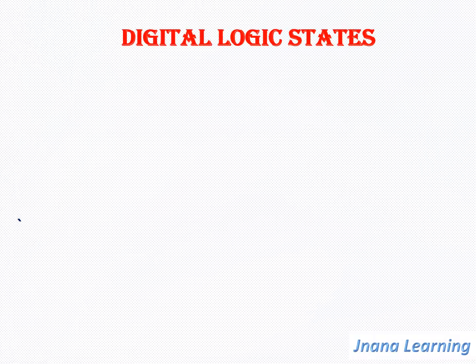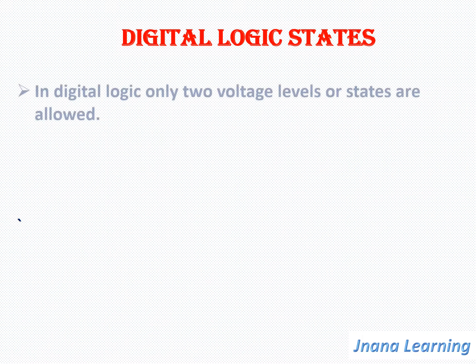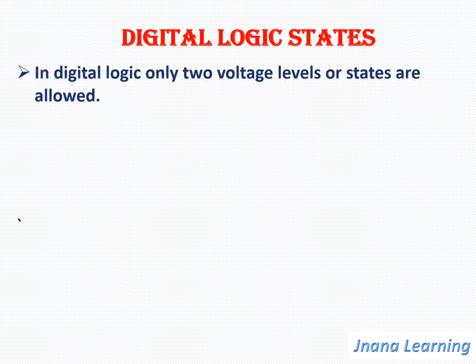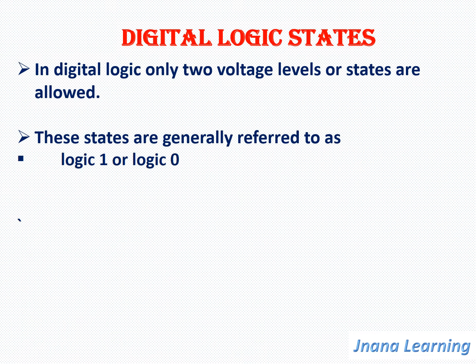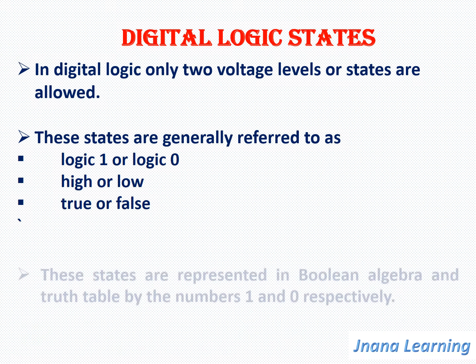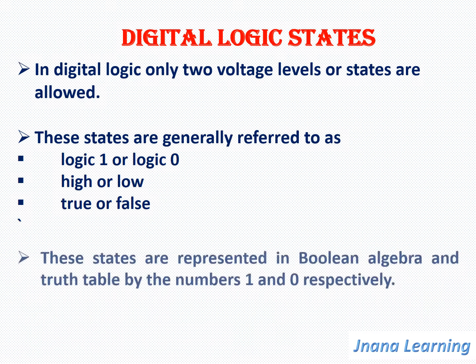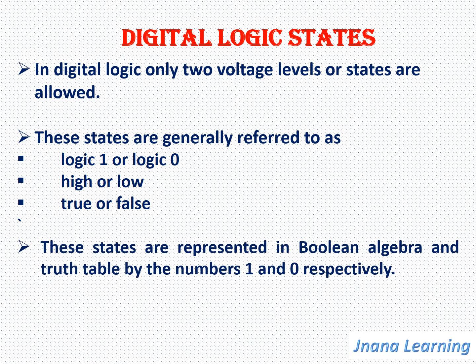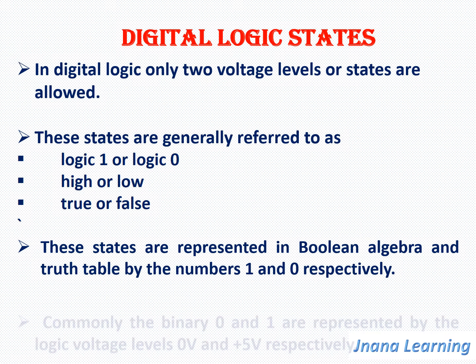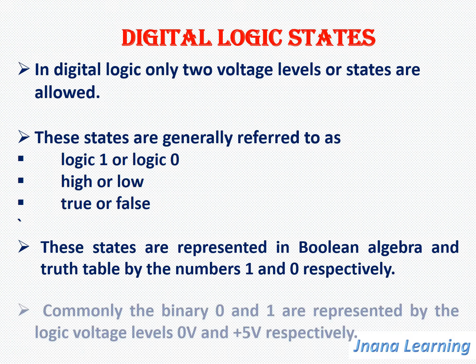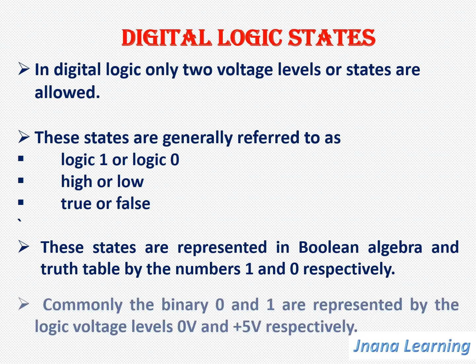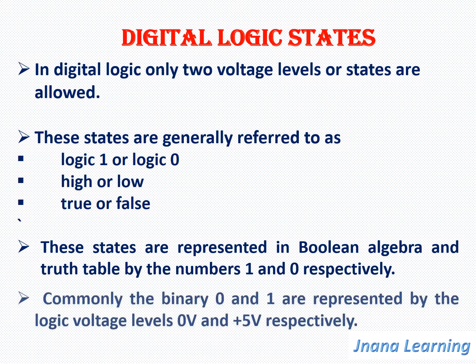Now moving on to digital logic states. In digital logic, only two voltage levels or states are allowed. That is a logic 1 or 0, high or low, true or false. These states are represented in Boolean algebra and truth tables by the numbers 1 and 0 respectively. That is 1 for the high state and 0 for the low state. Commonly, the binary 0 and 1 are represented by logic voltage levels 0 volt and plus 5 volt. So that's about digital logic states.